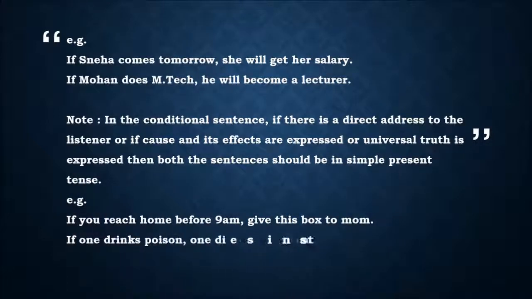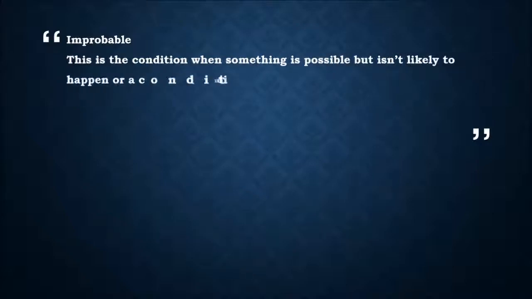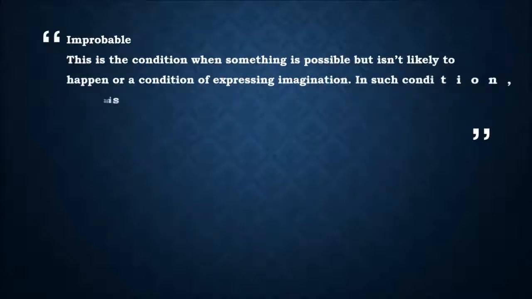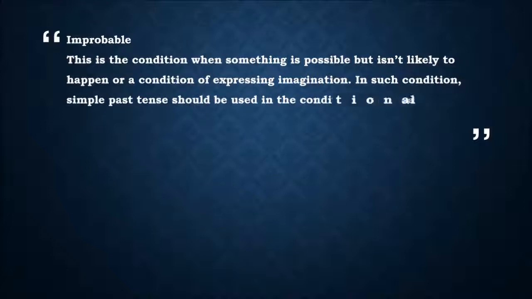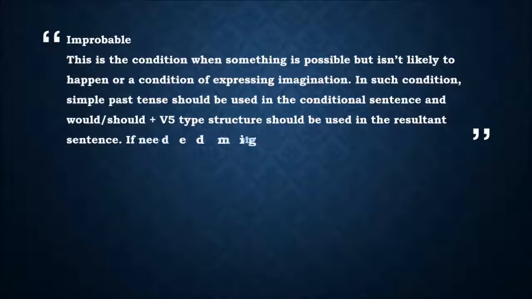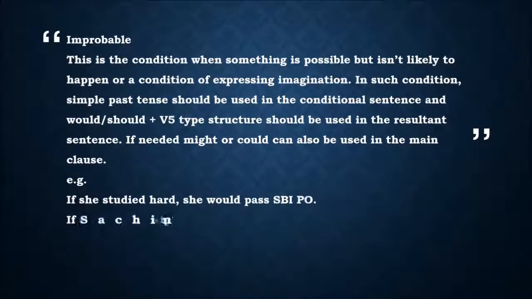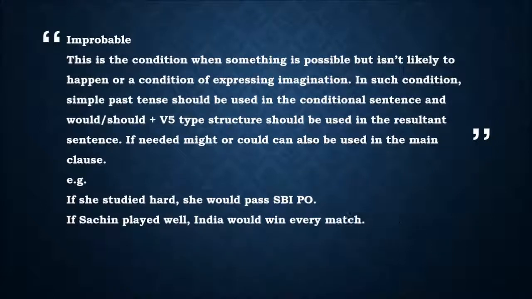B. Improbable. This is the condition when something is possible but isn't likely to happen, or a condition of expressing imagination. In such condition, simple past tense should be used in the conditional sentence and would/should plus V1 type structure should be used in the resultant sentence. If needed, might or could can also be used in the main clause. E.g. If she studied hard, she would pass. If Sachin played well, India would win every match.